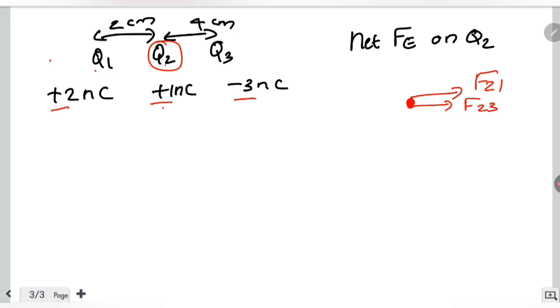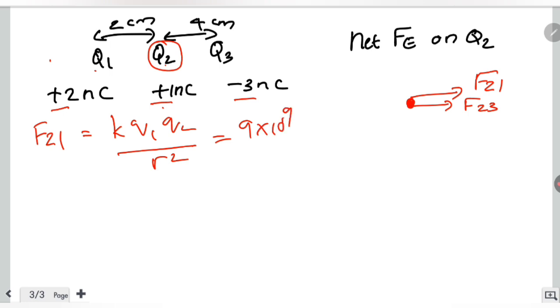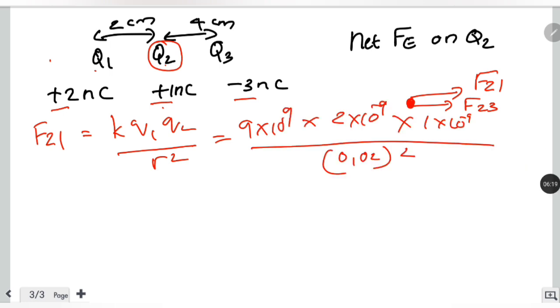Then we know how to calculate F21 and F23 using Coulomb's law. So when you calculate F21, it's going to be k Q1 Q2 over r squared. Okay, substitute 9 times 10 to the power of 9. Let me substitute for you. So this is how we substitute. Okay, 9 times 10 to the power of 9, that's the value of k.